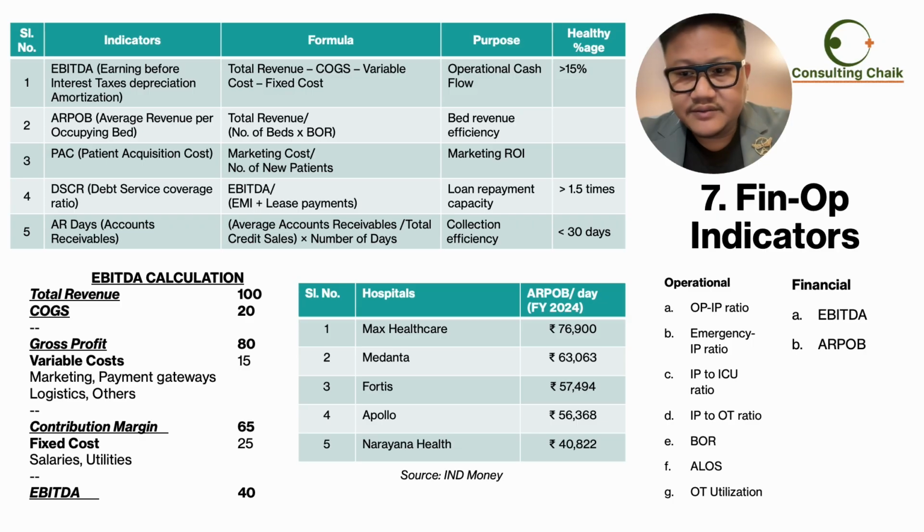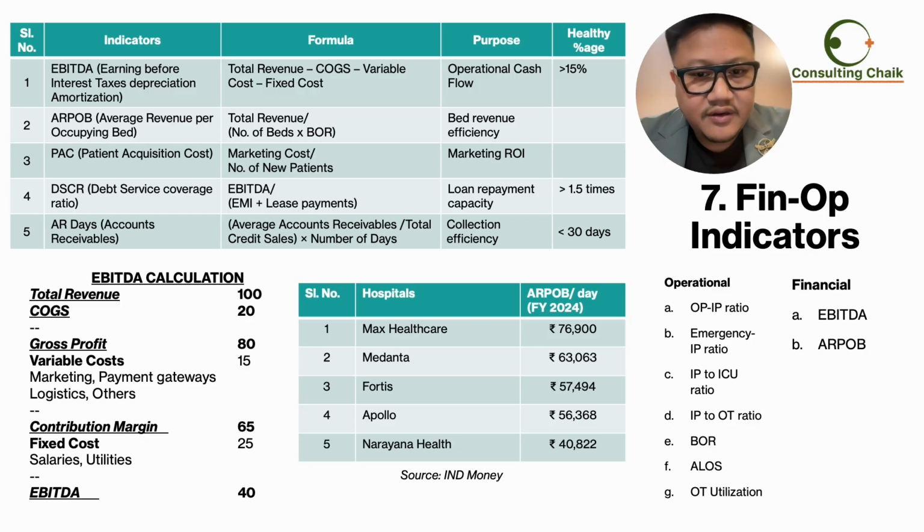In this table I have shown, taken from IND Money, the financial year RPOP per day for these corporate hospitals in the financial year 2024. Max Healthcare has an RPOP of 76,900, Medanta 63,000, Fortis 57,000, Apollo 56,000, Narayana about 41,000 a day. So you can calculate your RPOP with this formula and see where your hospital stands compared to these corporate hospitals.